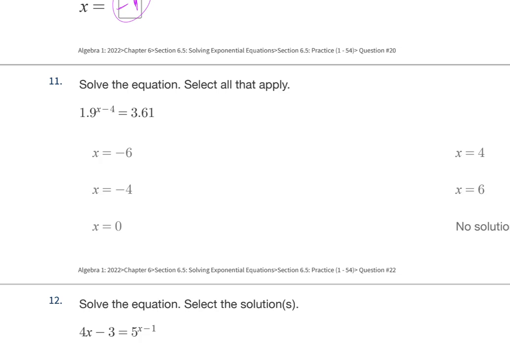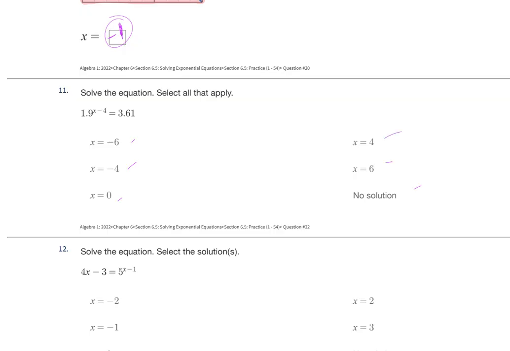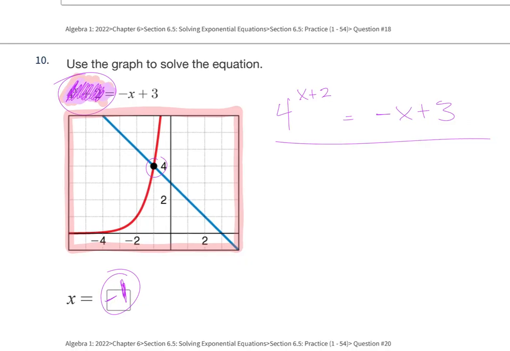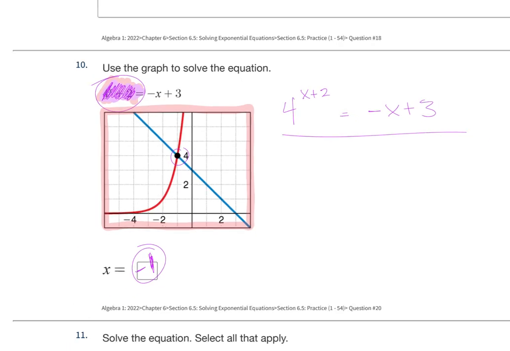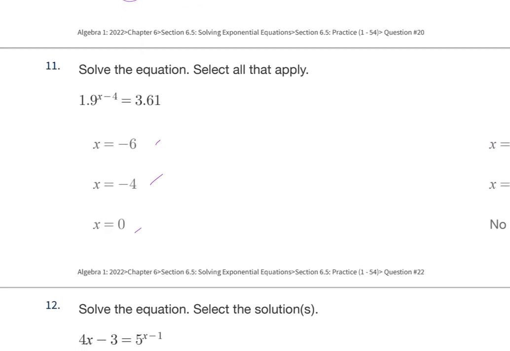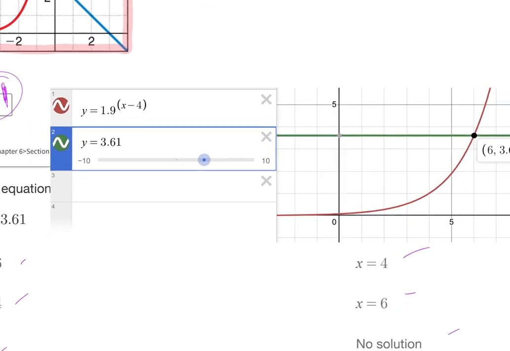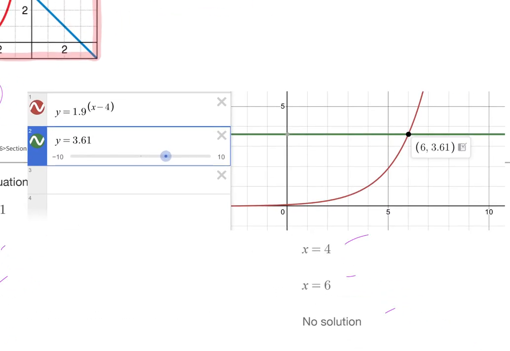Solve the equation, select all that apply. So they have 1, 2, 3, 4, 5, 6 answer choices. So here's what they did up here in case you didn't watch the video. They took this piece and they graphed it. They took this piece and they graphed it. And literally in the notes it says, hey, do that, but use technology to graph it. So I'm pausing the video because I'm going to hop over to Desmos and do that. Okay, so here it is. 1.9 to the x minus 4 power is that red line, and y equals 3.61 is the green line.